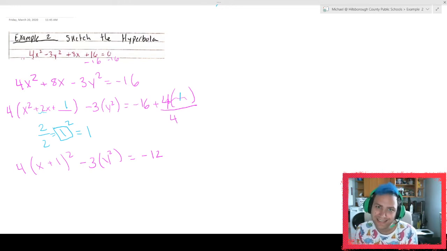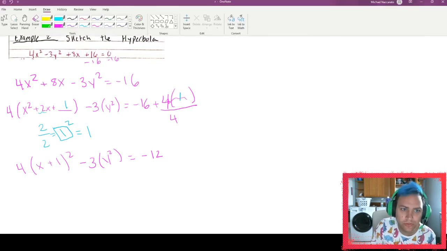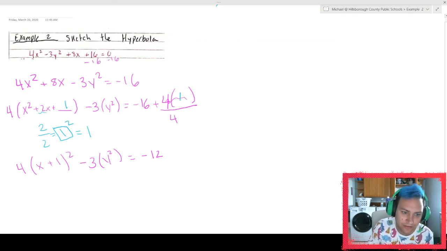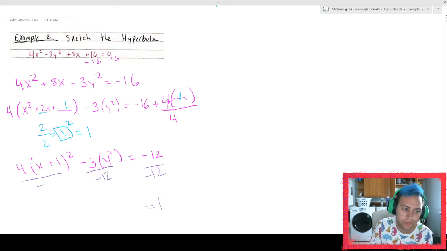So next step, remember our equation is supposed to be equal to 1, not equal to negative 12. So I need to make this negative 12 go away. And the way we're going to do that is by dividing the negative 12 away from that. So this will now simplify to 1. That's my goal. Well, if I divide this by negative 12, I have to divide everything over here by negative 12. So I'm going to put a negative 12 under here and a negative 12 under here.